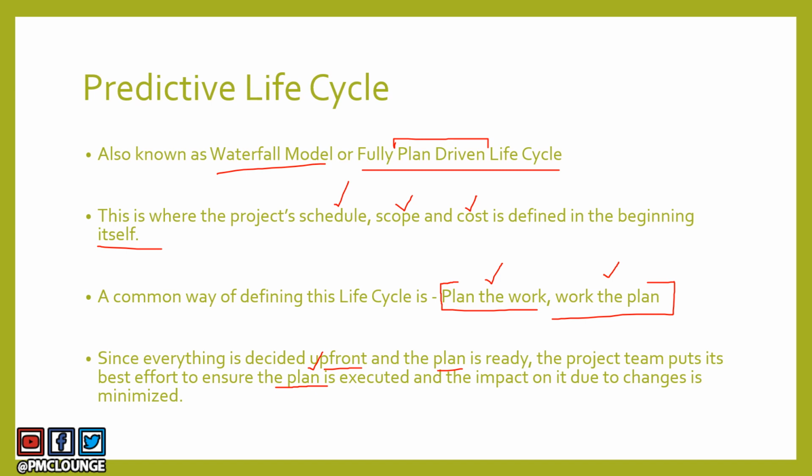Now, the problem arises when there are changes. 2 months into the project, if you encounter a change, what will its impact be on the plan? What will its impact be on the schedule, scope, cost, right? So change is something which is going to cause an impact in predictive life cycle or the waterfall model, because your plan might change because of this, well, change, right?